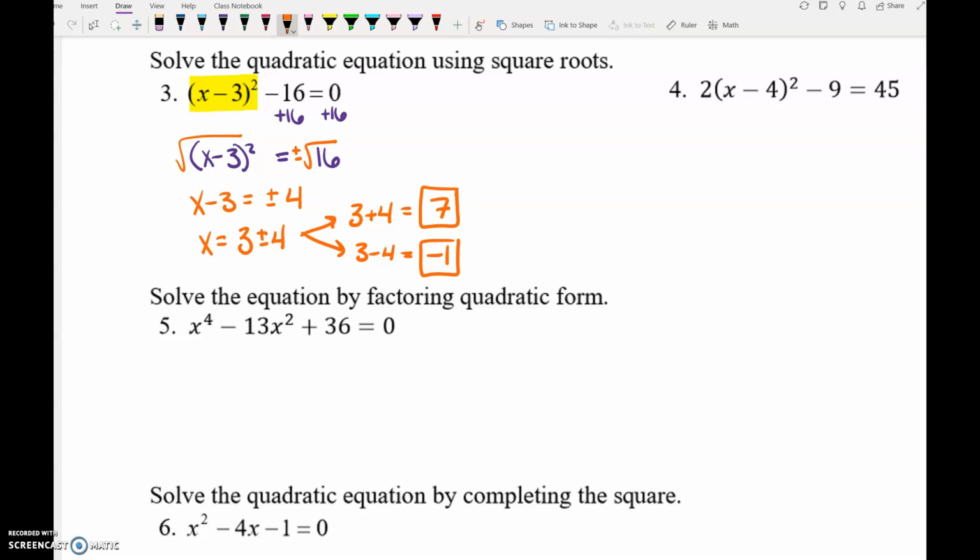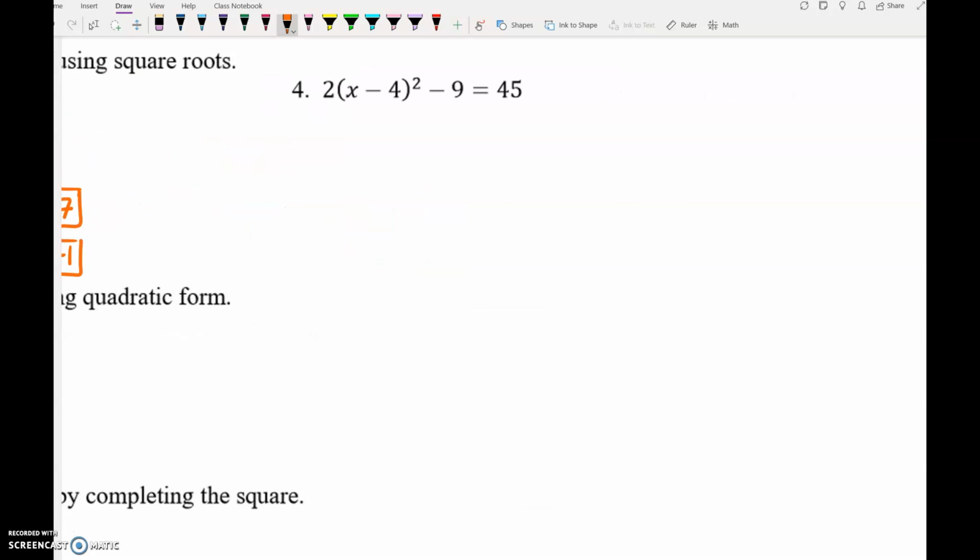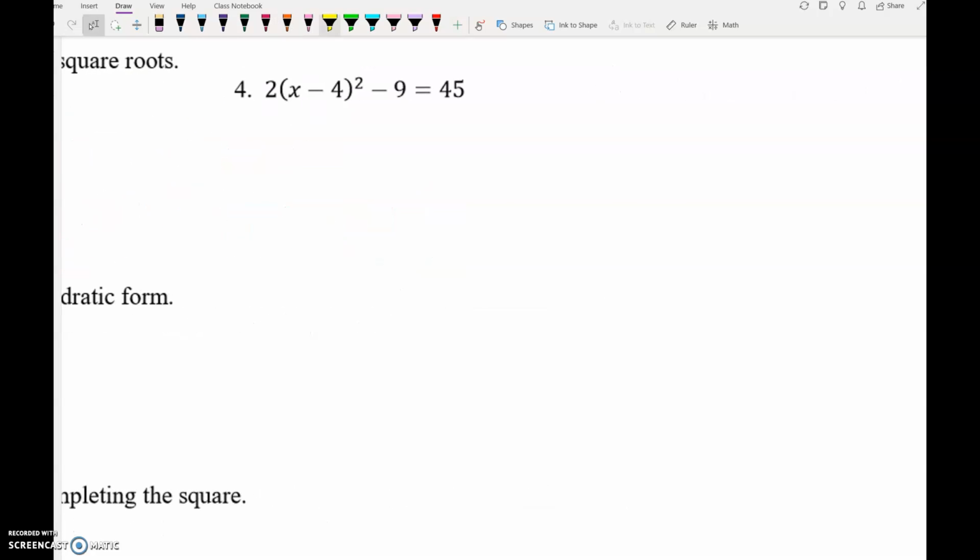Starting with number 4, it's entirely multiple choice. So you will have the answers on there to pick from. Number 4, we need to get the thing that's raised to the exponent by itself. Start with addition or subtraction. So we're going to add 9 to both sides to get 2 times the quantity of x minus 4 squared equals 54. Then we divide by 2.